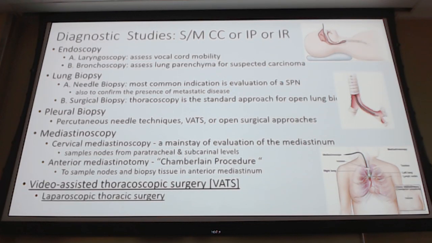And then when we do surgical biopsies, again, we put a camera in there and look, and actually take core biopsies versus just a needle. Okay. Pleural biopsies, again, that looks at the pleural lining. We can either do that percutaneously or with a VATS, a video-assisted thoracoscopic surgery, okay? Or we can actually open the chest and take those biopsies.